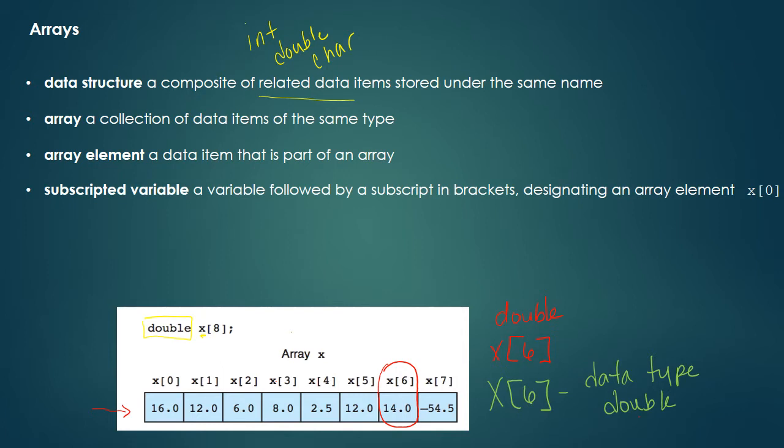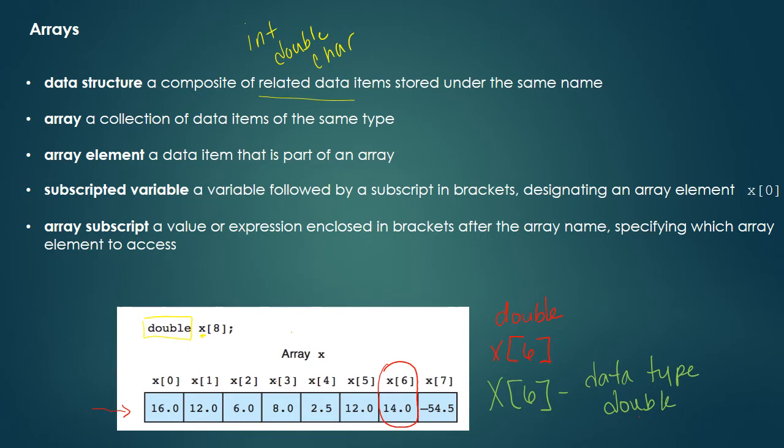Now, the subscript is just the number that is inside of the brackets. In this case, if we have 8 elements, we have subscripts 0, 1, 2, 3, 4, 5, 6, and 7. So here is the element right here. You use the subscript to get to the element within the array.